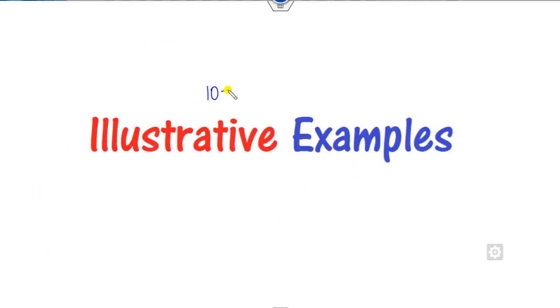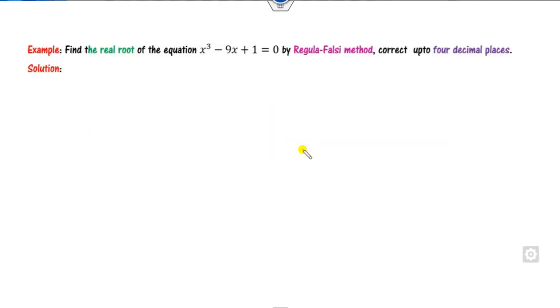So we will explain 10 to 11 examples in this lecture so that you can understand it very well. Remember, we will explain a very simple approach with the help of shortcut ways, so that you will get the right answer without much error in your examination. Find the real root of this algebraic equation by using the Regula Falsi method up to 4 decimal places.